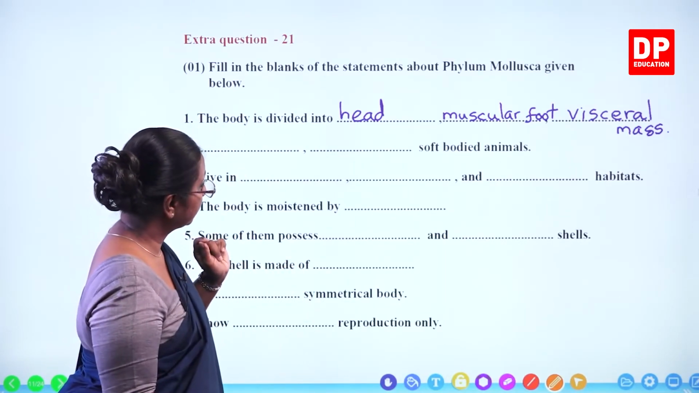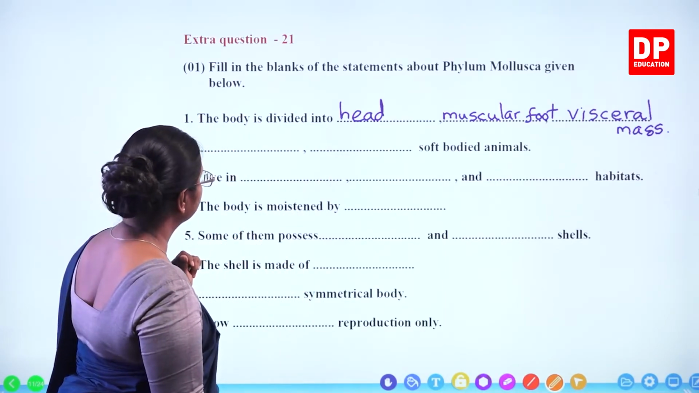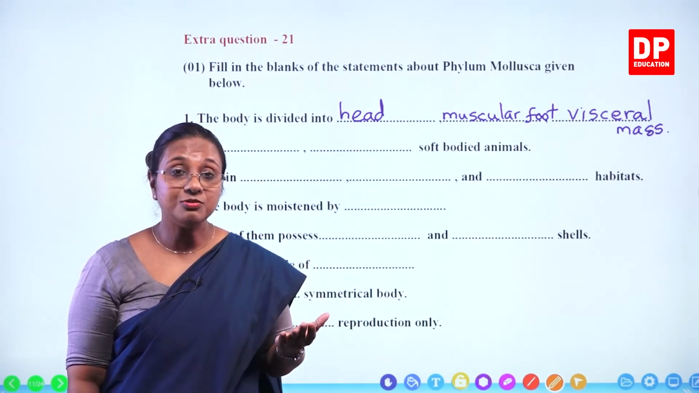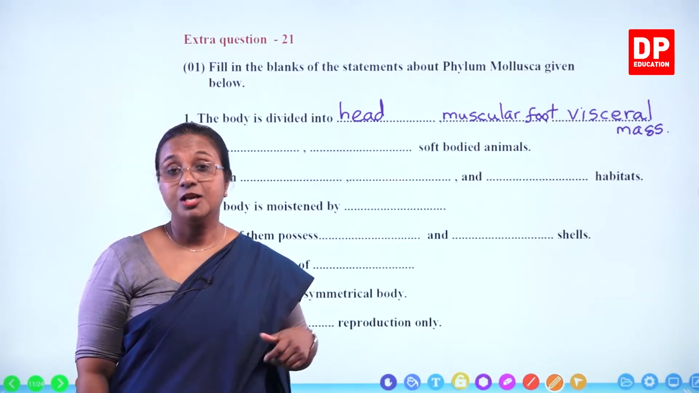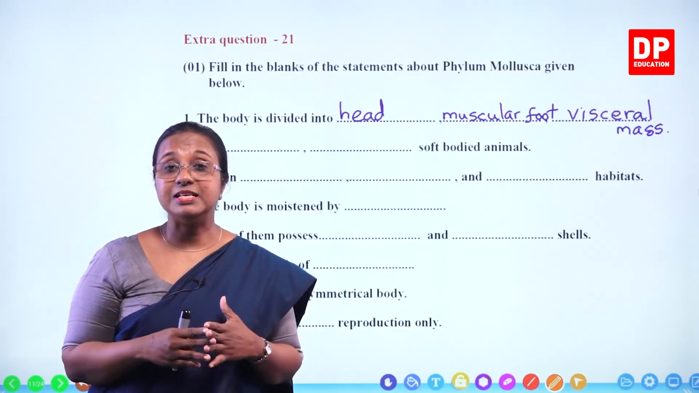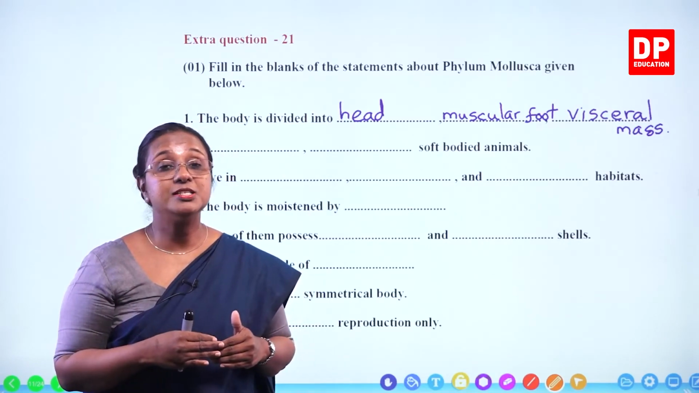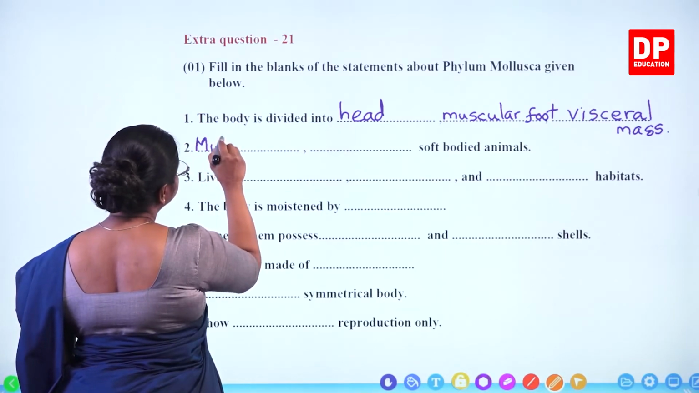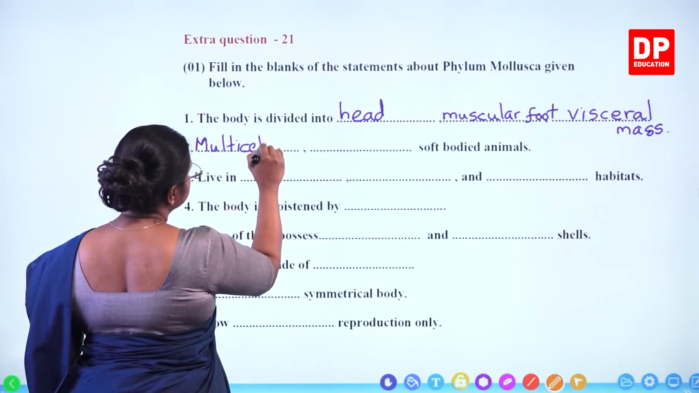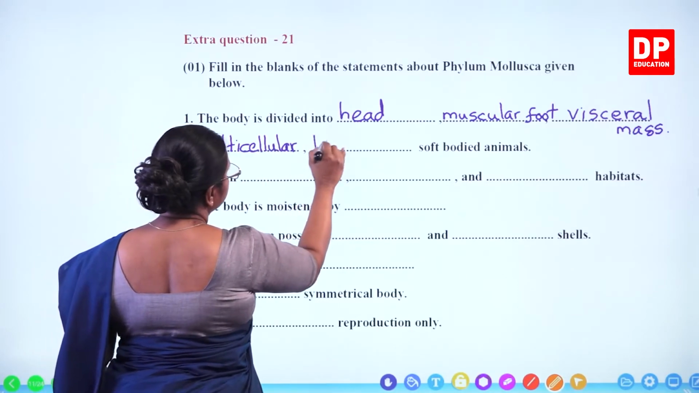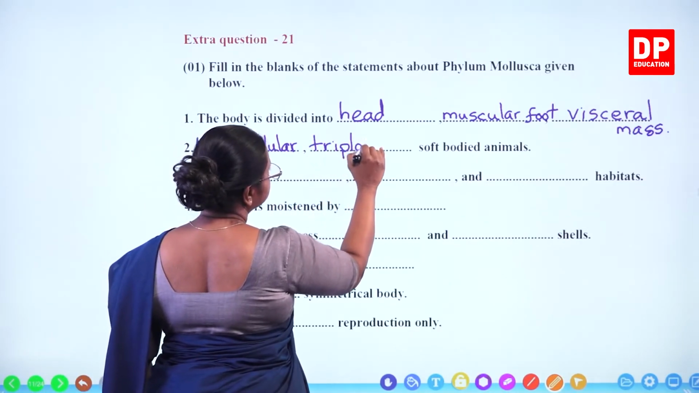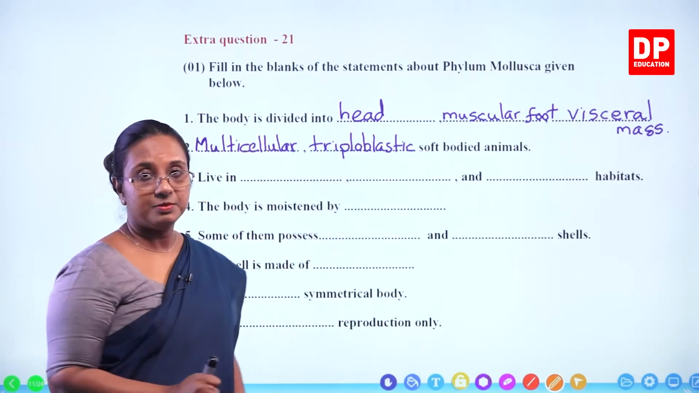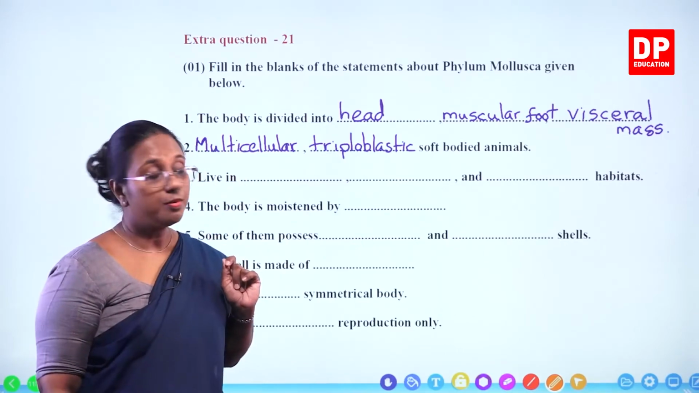Then the second statement, soft-bodied animals. So before coming to soft-bodied, they are all multicellular and triploblastic. Multicellular, they are made up of many cells. Triploblastic, because the body is made up of 3 germinal layers. So multicellular, triploblastic, soft-bodied animals. Those are features of mollusks.